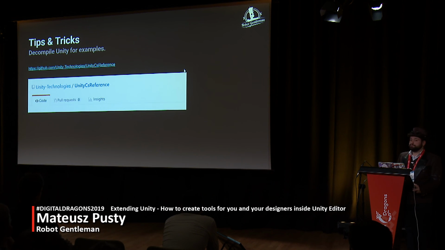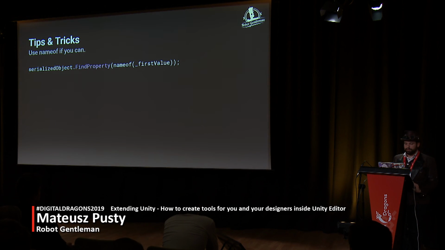And if you want to find examples on how to do things, I recommend to look through the Unity C# reference that's available on GitHub. It was released at GDC, not last year, the year before. And it's very useful, but if you don't want to go to GitHub all the time, you can just use something like dotPeek to decompile the code.